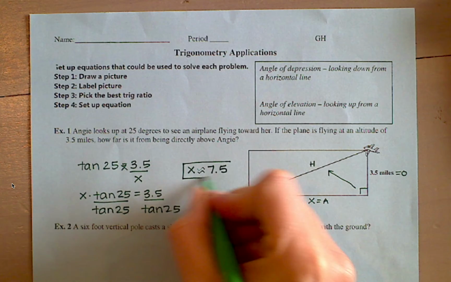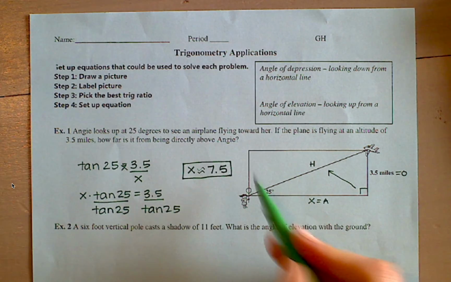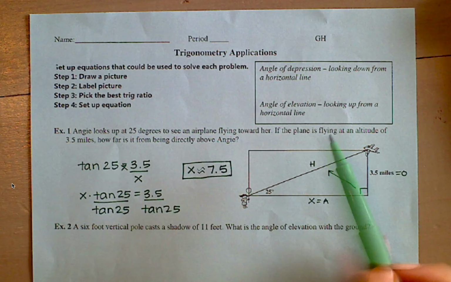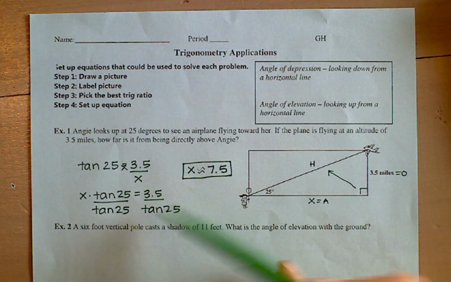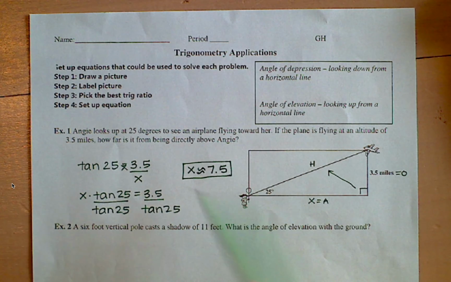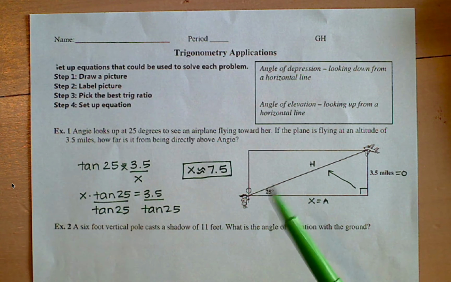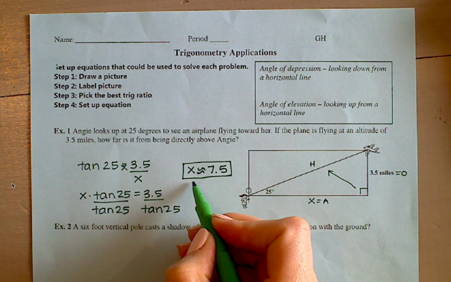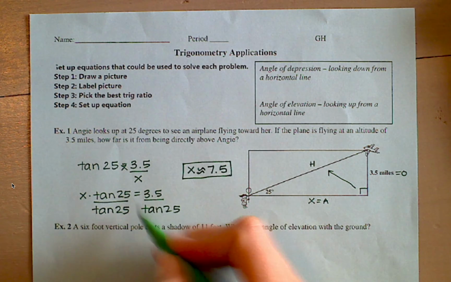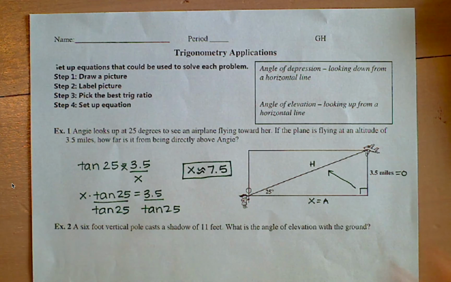So the biggest thing on here, make sure that you're drawing a picture. Also make sure that you're labeling your O, A, H. Make sure that you have the equation written and then your answer as well. For the assignment, I want to make sure that you have all of those components: picture, labels, equation, and solution. And like I said, if you don't have a calculator readily available, you can leave it as 3.5 divided by tan 25. That's pretty much how you're going to do the rest of the worksheet.